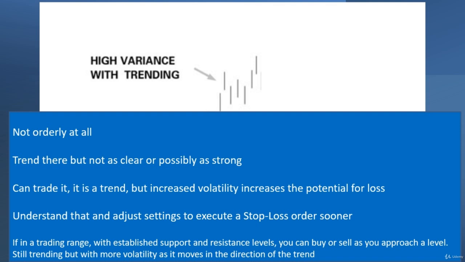And if you see an established trading range with established support and resistance levels, you can look at the chart pattern section, where you can buy and sell as you approach each of those levels. It's still trending, but with more volatility as it moves in the direction of the trend, bouncing up and down against these support and resistance levels. So you can watch that, but that's more trading on a chart pattern as opposed to trading on a volatility with trending pattern. But you can do it.